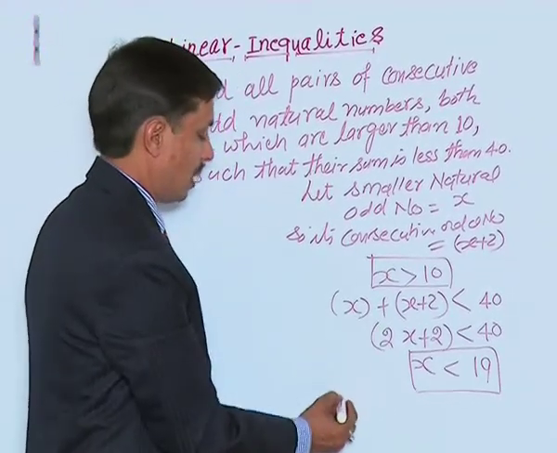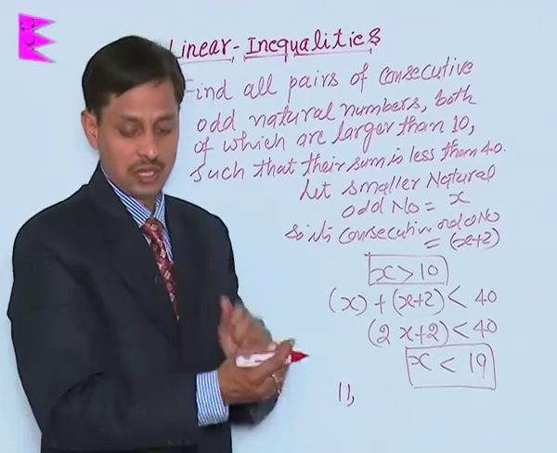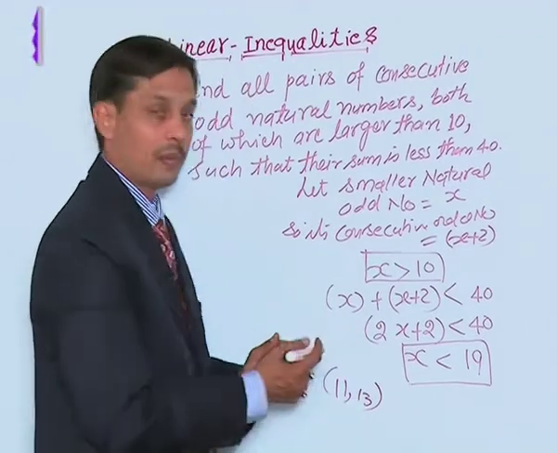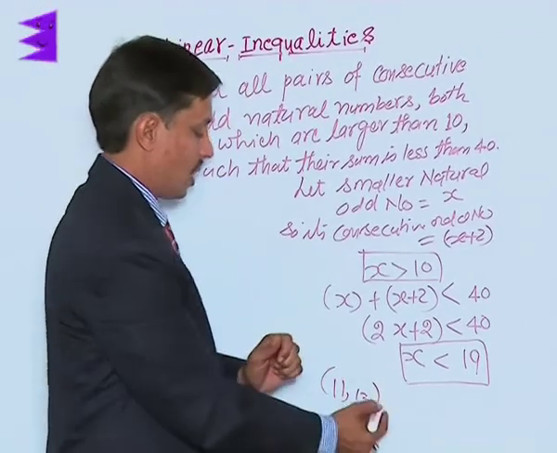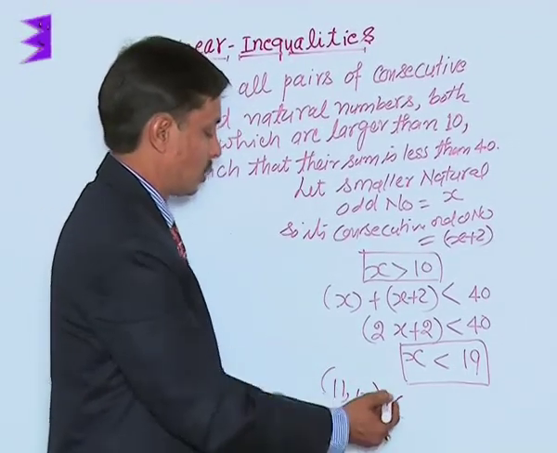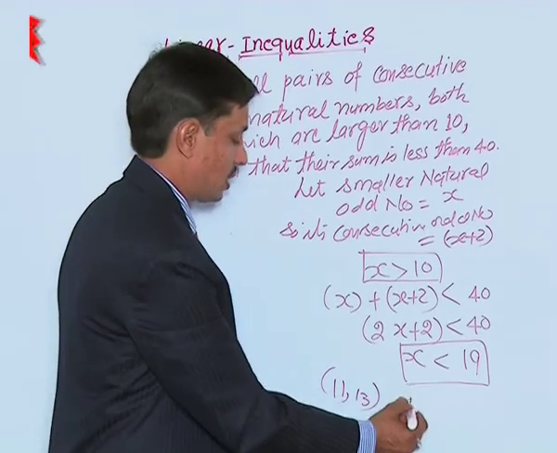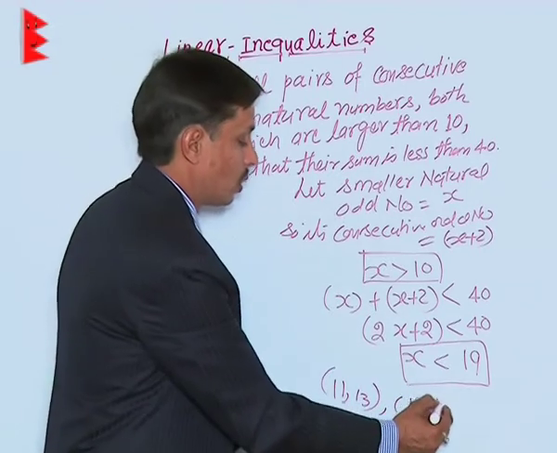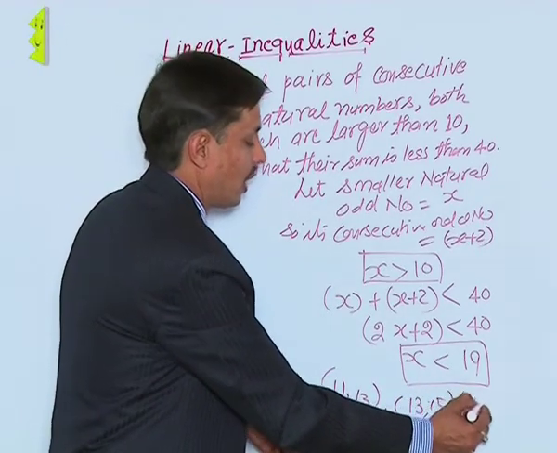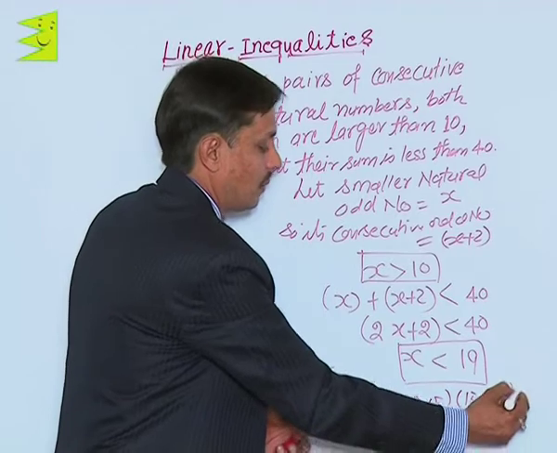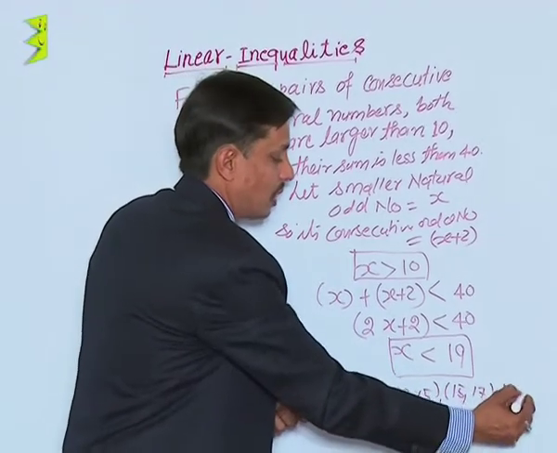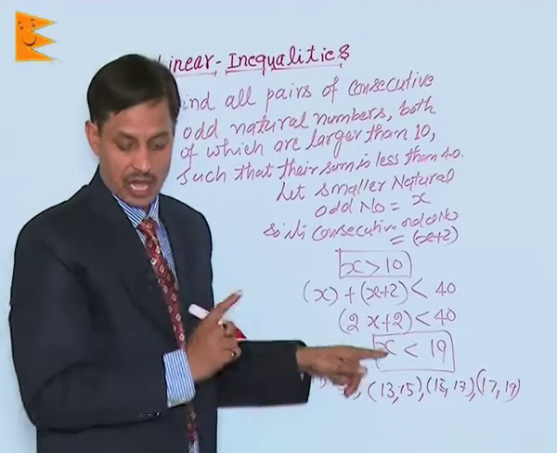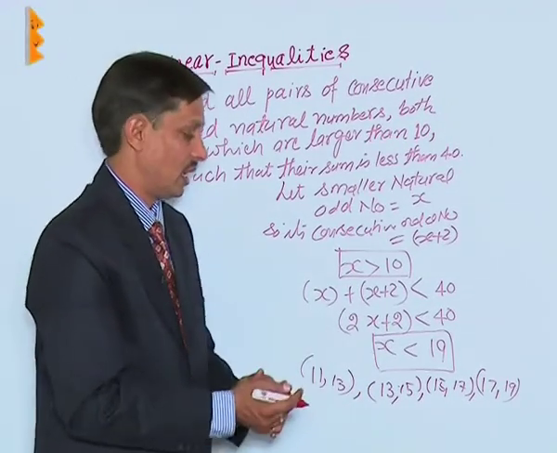The first number may be 11. If the first is 11, then its consecutive will be 13. So one of the pairs becomes 11, 13. Taking the next one as 13, its consecutive will be 15. If it is 15, then 17. If it is 17, then it is 19. But here we are bound to take x which is less than 19.